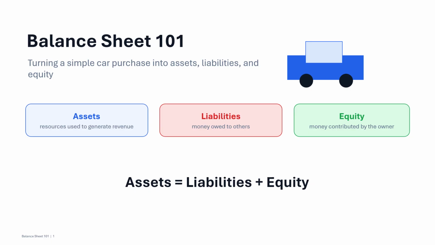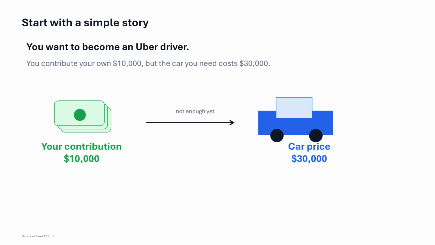To answer these questions, let's start with a very simple example. Imagine you want to become an Uber driver. You have your own $10,000, but the car you need costs $30,000. So right now you have a problem. You have some money, but not enough to buy the car.